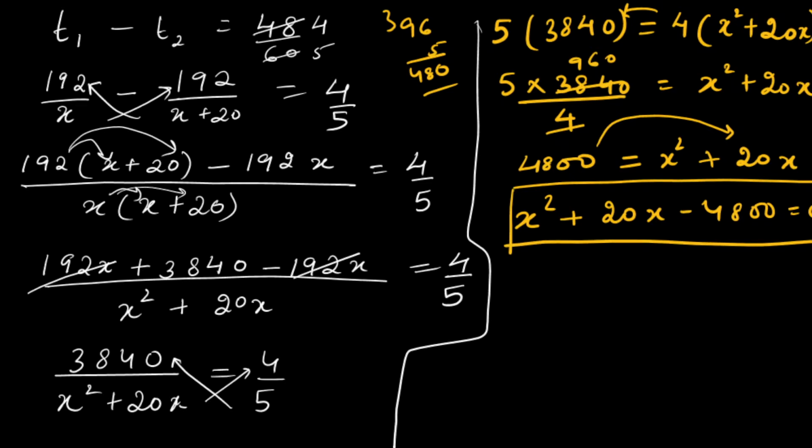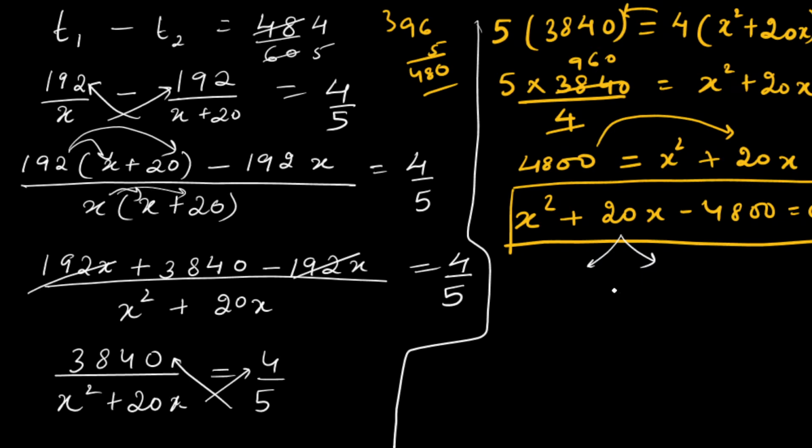Now to solve the quadratic equation we can do it either by splitting the middle term or by the quadratic formula. Some students feel difficulty with splitting the middle term; you can do it with the quadratic formula. Here A is 1, B is 20 and C is minus 4800. But if you are able to do it with splitting the middle term, it's good to do that. So 4800 should be the product, and 20 we have to split.